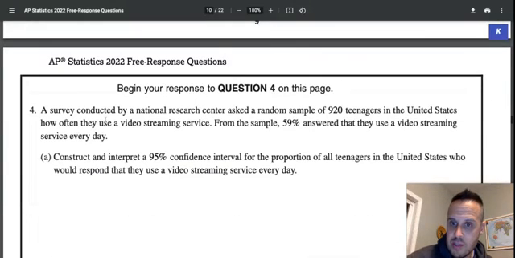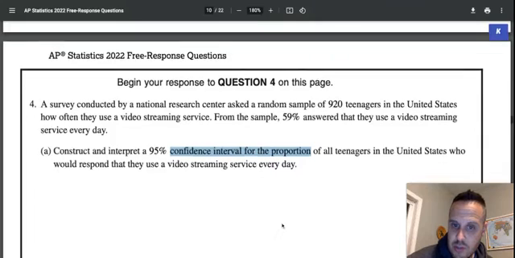Number 4, survey conducted by a national research center. 920 teenagers. How often they use a video streaming device. For the sample, 59% said they use it. Construct and interpret a 95% confidence interval. Okay, so it tells you confidence interval. Sweet. Proportion of all teenagers who would respond that they use a video streaming service all day.